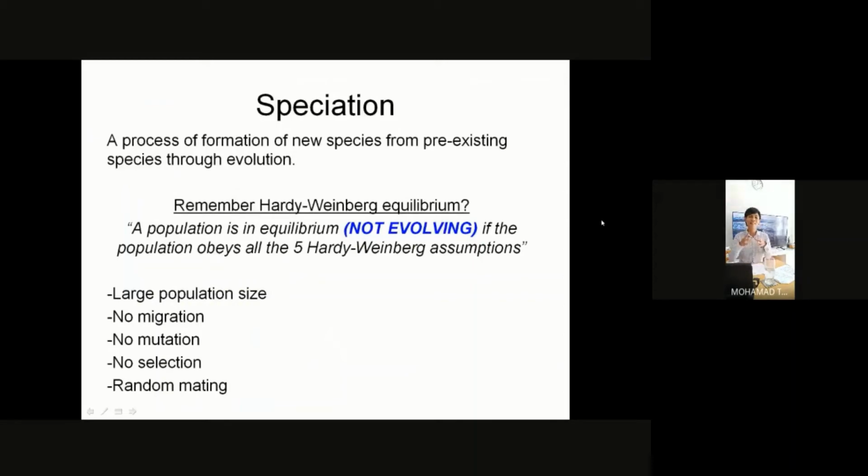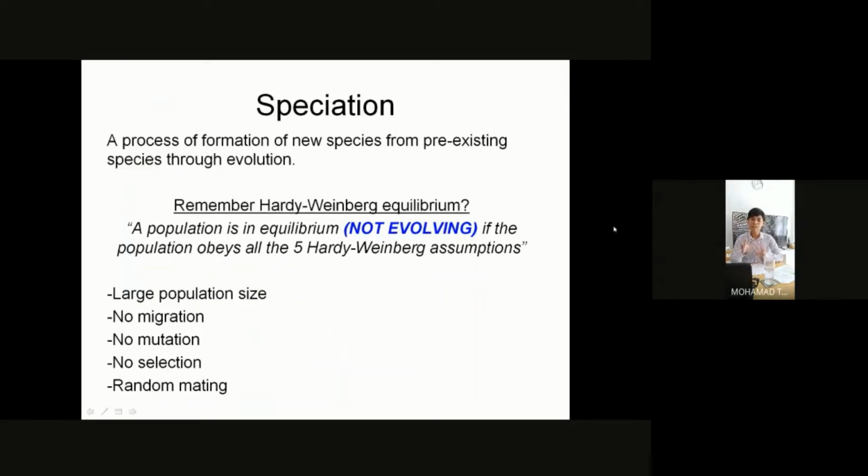All right, so this is where I would like to make a link to the chapter that you have learned in the previous semester, which is population genetics, where we learn about Hardy-Weinberg equilibrium. Do you remember that? We learned that a population is in equilibrium, or in other words, the population is not evolving, if the population obeys all the 5 Hardy-Weinberg assumptions. So large population size, no migration, no mutation, no selection, and also random mating.